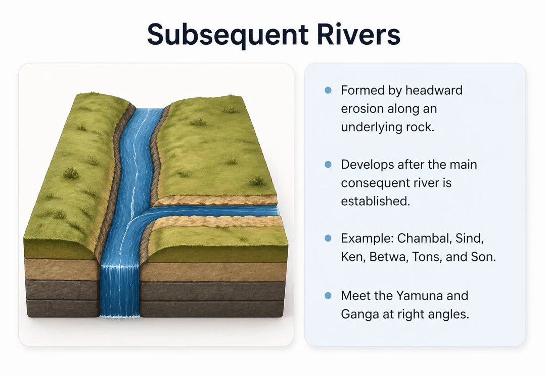Next, we have subsequent rivers. After a main consequent river has been established, tributary streams may form by eroding headward along bands of weaker underlying rock. Because they follow these specific geological structures, subsequent rivers often meet the main stream at right angles. Good examples include the Chambal, Sindh, Ken, Bedwa, Tons, and Son rivers, which act as subsequent drainage by meeting the Yamuna and Ganga rivers at right angles.